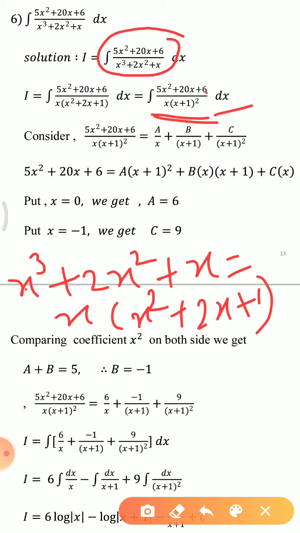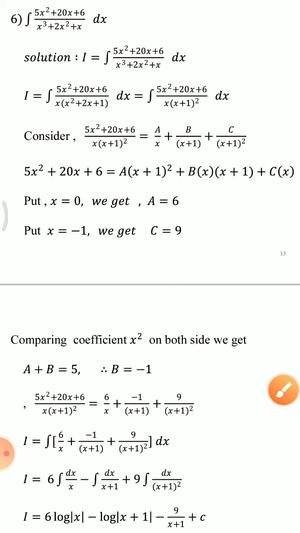Then we have to convert this rational form into partial fractions here. That is, consider (5x square plus 20x plus 6) upon x into (x plus 1) the whole square is equal to a upon x plus b upon (x plus 1) plus c upon (x plus 1) the whole square here. Then we take the cross multiplication, and after calculating these terms here.